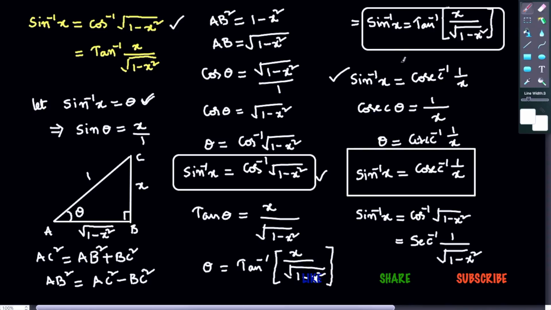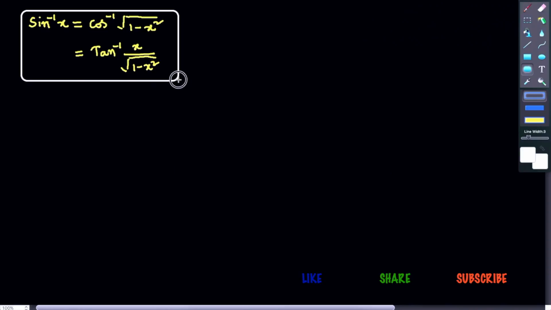In this class, we will learn how to express one inverse trigonometric function in terms of the remaining inverse trigonometric functions. You observe this one, sin inverse is expressed in terms of cos inverse. Sin inverse x is expressed in terms of tan inverse. Not only these, we can express sin inverse in terms of cosecant inverse and secant inverse also. Like that, one inverse trigonometric function we can express in terms of the remaining inverse trigonometric functions. In this video, I will try to write sin inverse x in terms of the remaining inverse trigonometric functions.